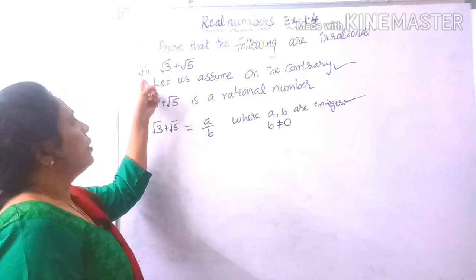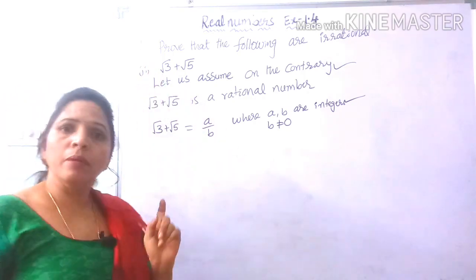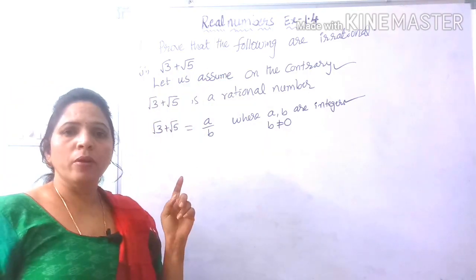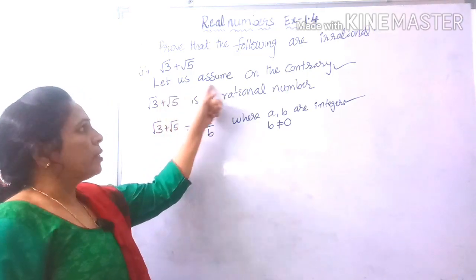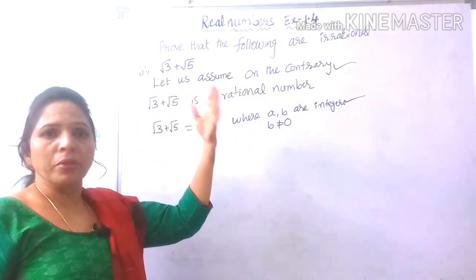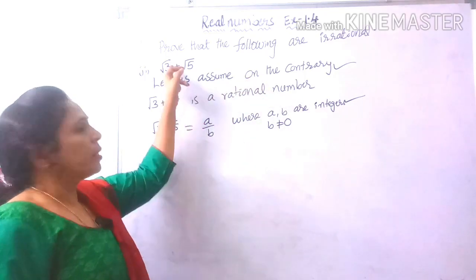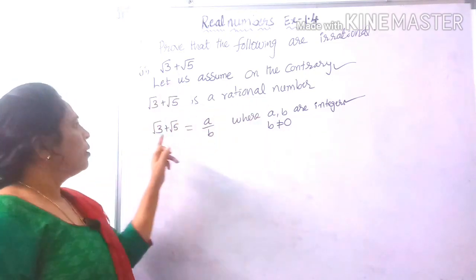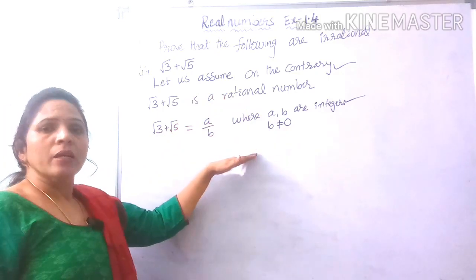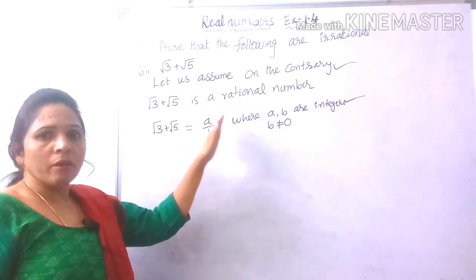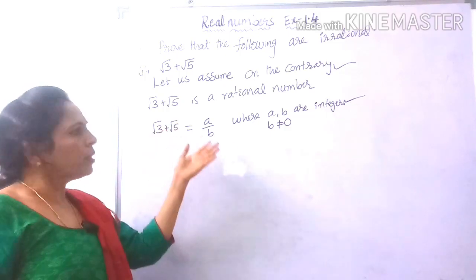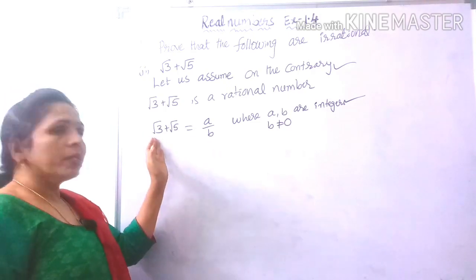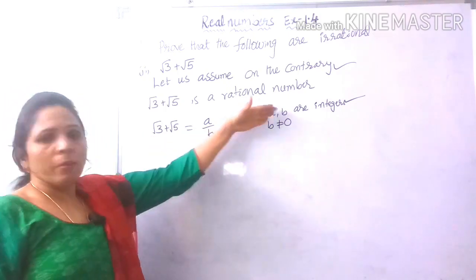Now second one in this first bit, root 3 plus root 5. To prove that the following are irrational, you have to assume the opposite of it. So let us assume on the contrary, contrary means opposite, that root 3 plus root 5 is a rational number. So it is of the form p by q, which is nothing but a by b. Instead of p by q, I have taken a by b. So root 3 plus root 5 is equals to a by b, where a comma b are integers.